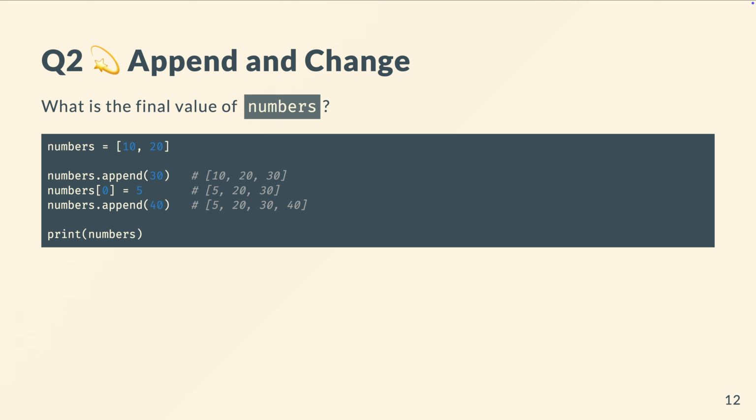Now question 2. Number starts as 10, 20. First, we append 30, so the list becomes 10, 20, 30. Next, we change index 0 to 5. Index 0 is the first item, so 10 becomes 5. Now the list is 5, 20, 30. Then we append 40, so 40 goes to the end. What is the final list that gets printed? Pause and answer.